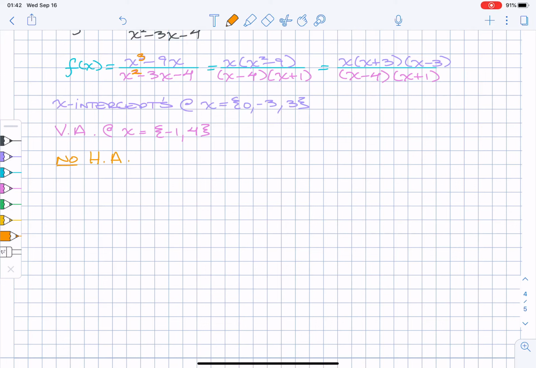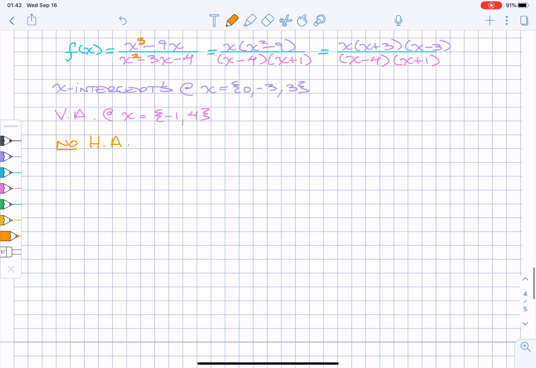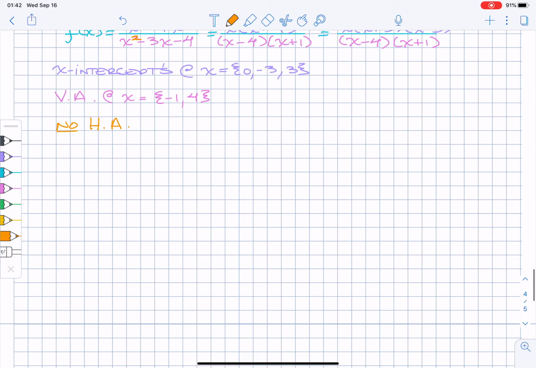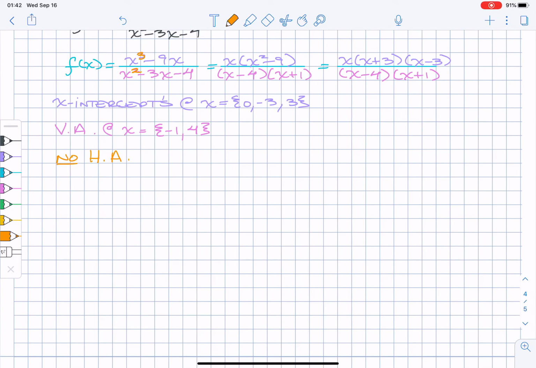But that means we need to do polynomial long division. So let's go ahead and do that. So we're going to take x squared minus 3x minus 4, and we're going to divide it into, what do we have? x cubed plus 0x squared minus 9x plus 0.